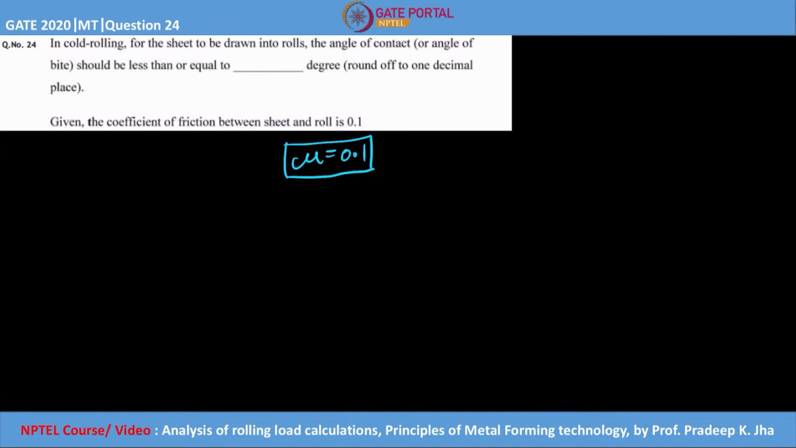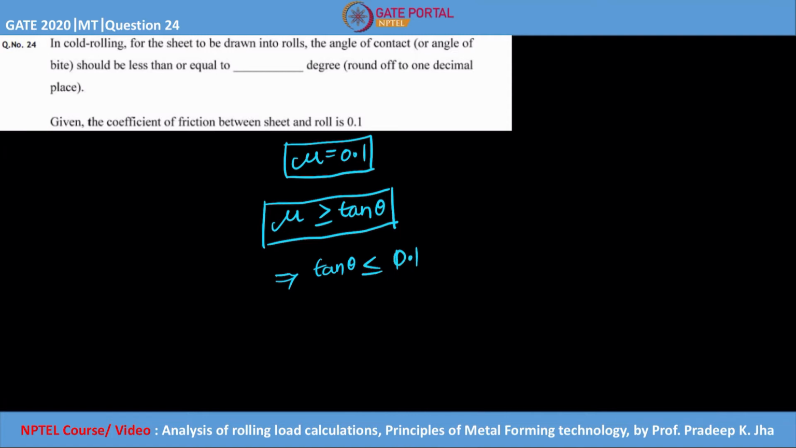And always remember, in rolling we have a condition that the coefficient of friction should always be greater than or equal to tan theta. What is theta here? Theta is nothing but the angle of bite or the angle of contact. And from this you can easily say tan theta should be less than or equal to 0.1. Correct? That's the given value. So that means theta is less than or equal to tan inverse of 0.1.